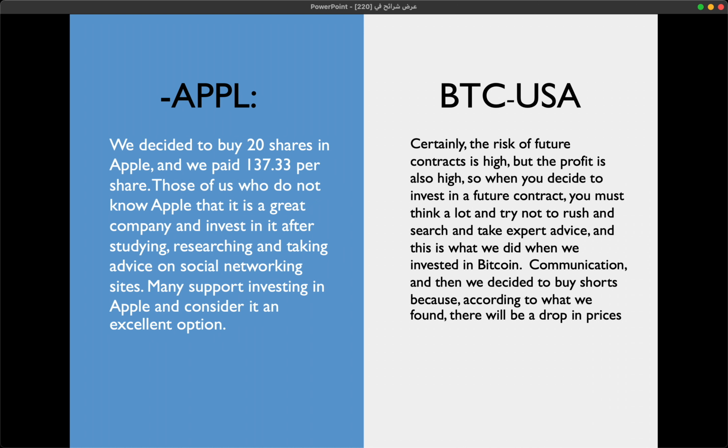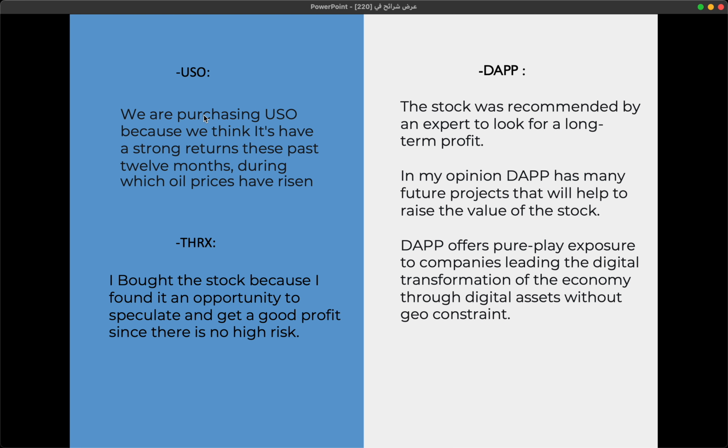We did invest short because we expected the price to drop, and we did invest in USO, THRX, and DAB. DAB stock was recommended by an expert to look for a long-term profit, and also in our opinion, DAB has many future projects that will help raise the value of the stock. It offers pure play exposure to companies leading the digital transformation of the economy through digital assets without geo constraint.